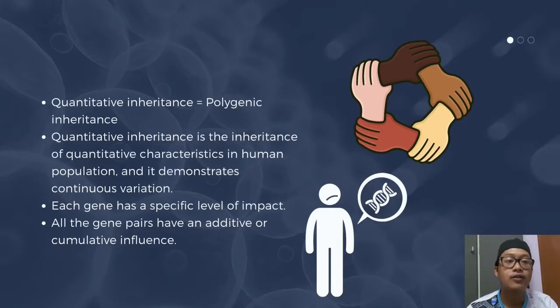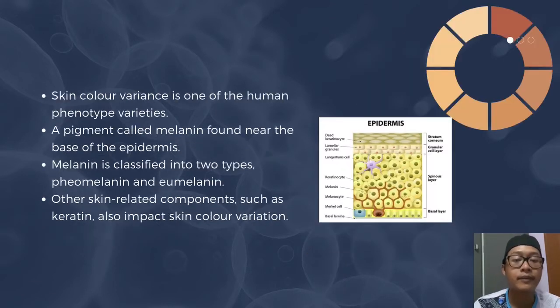Quantitative inheritance, also known as polygenic inheritance, is inheritance of quantitative characteristics in the human population, and it demonstrates continuous variation. In polygenic inheritance, each gene has a specific level of impact. The bigger the number of dominant genes, the greater the degree of character expression. The number of gene pairs determines the gradation in the expression of the traits, and all the gene pairs have an additive or cumulative influence.